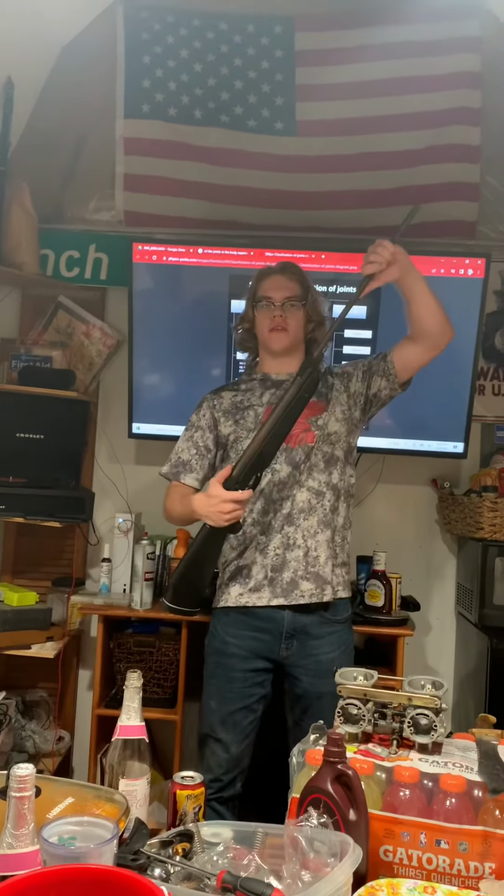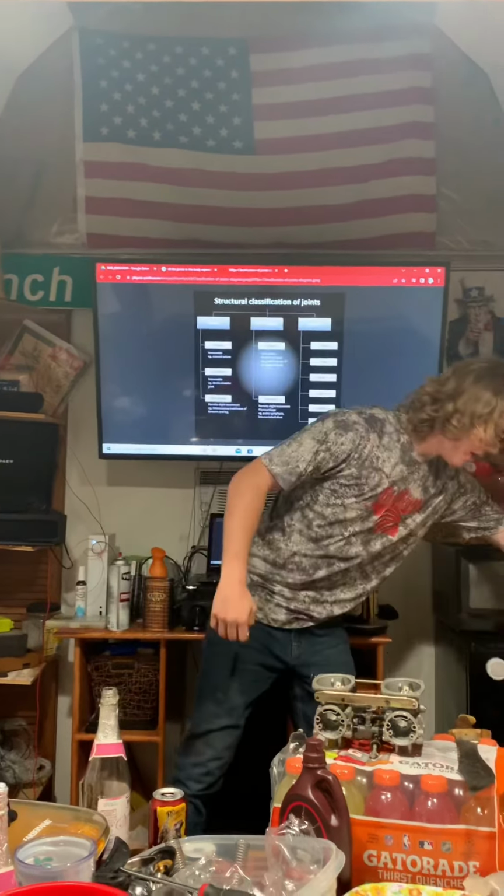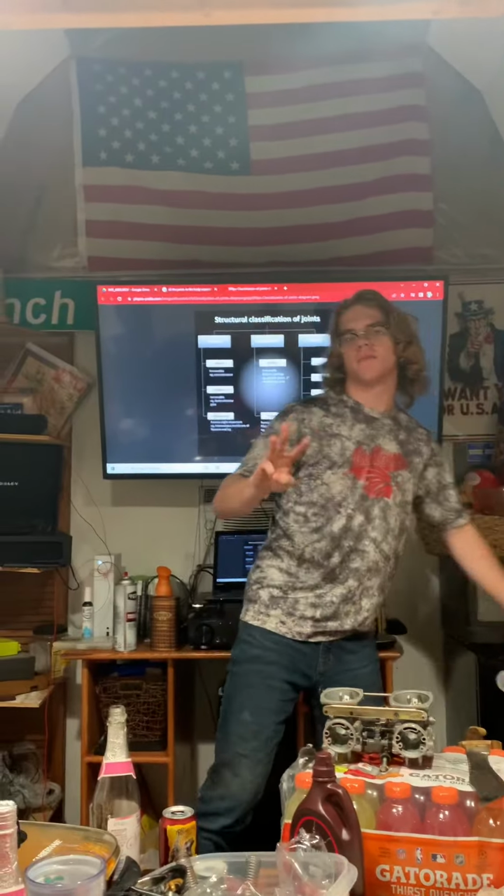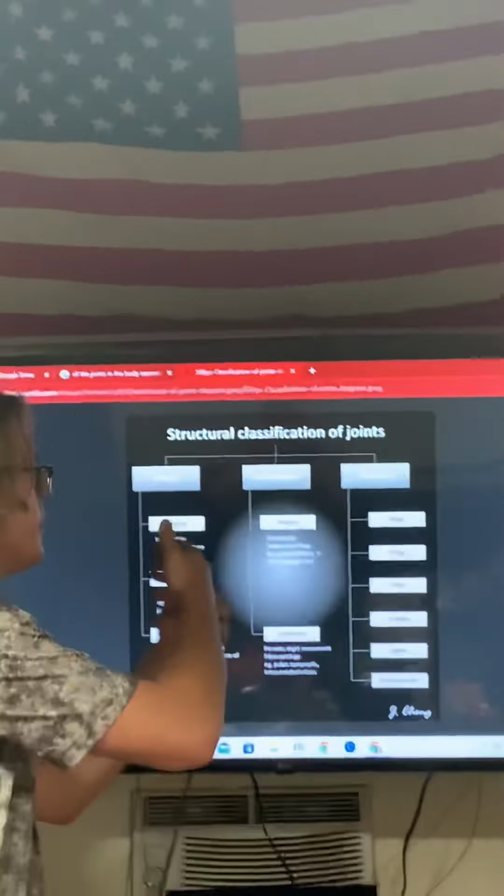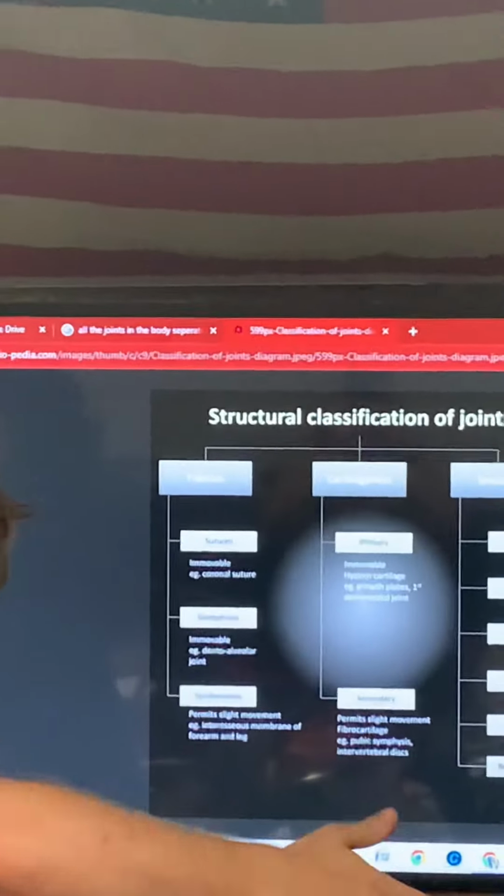Today we're going to be talking about joints. This is a joint. We're going to be talking about the three major types of joints, the different types of joints within those groups of joints, and what type of joints they are.